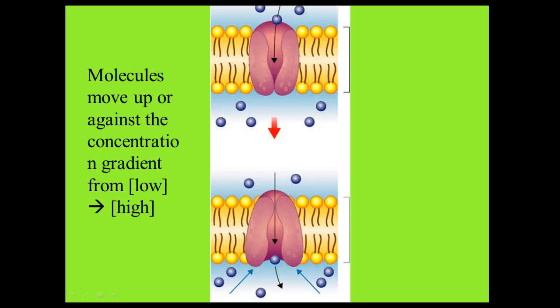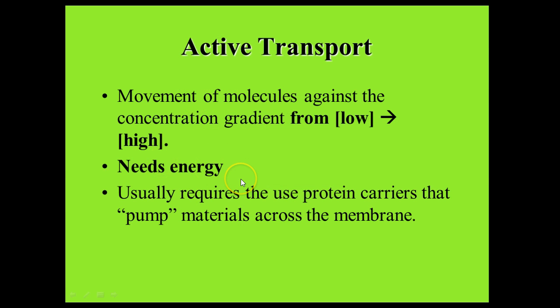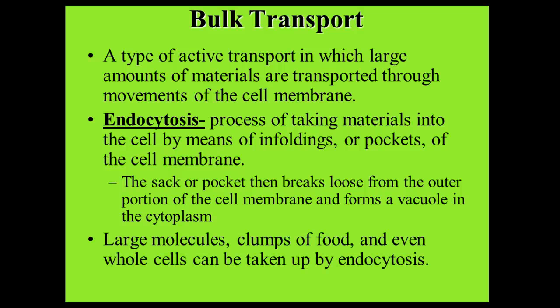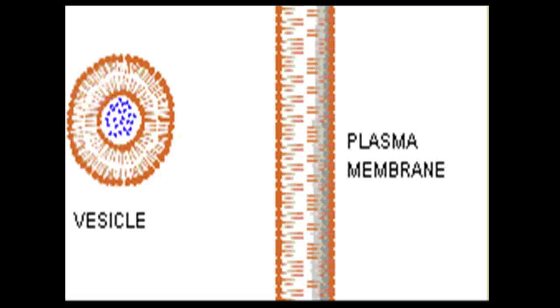Bulk transport. This is another type of energy that is not the protein carrier pump. Bulk transport is a type of active transport in which large amounts of materials are transported through movements of the cell membrane. Here we're talking about endocytosis. This is a process of taking materials into the cell by means of infoldings or pockets of the cell membrane. The sac or pocket then breaks loose from the outer portion of the cell membrane and forms a vacuole or a vesicle in the cytoplasm. Large molecules, clumps of food, and even whole cells can be taken up by endocytosis.